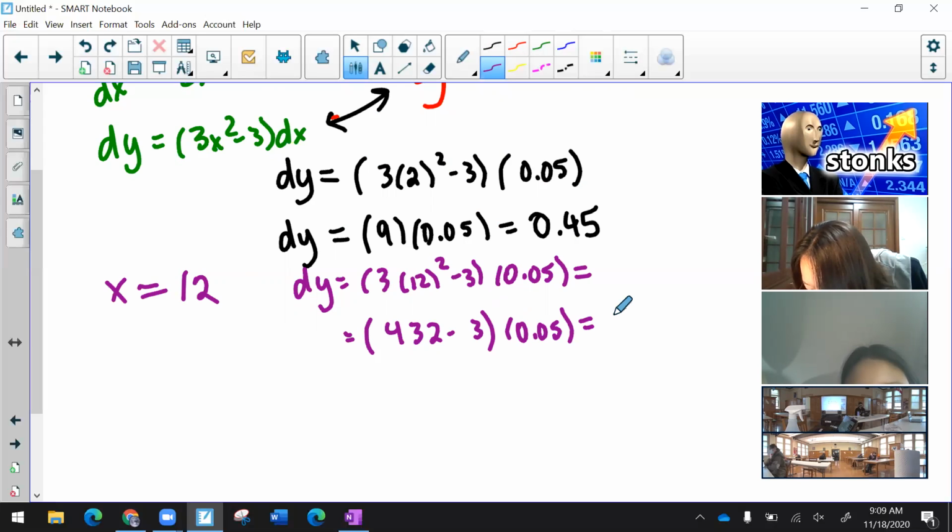So what do we got? 21.45. 0.45. Okay. So we're getting a much bigger change at that value of x, because of what the curve looks like.